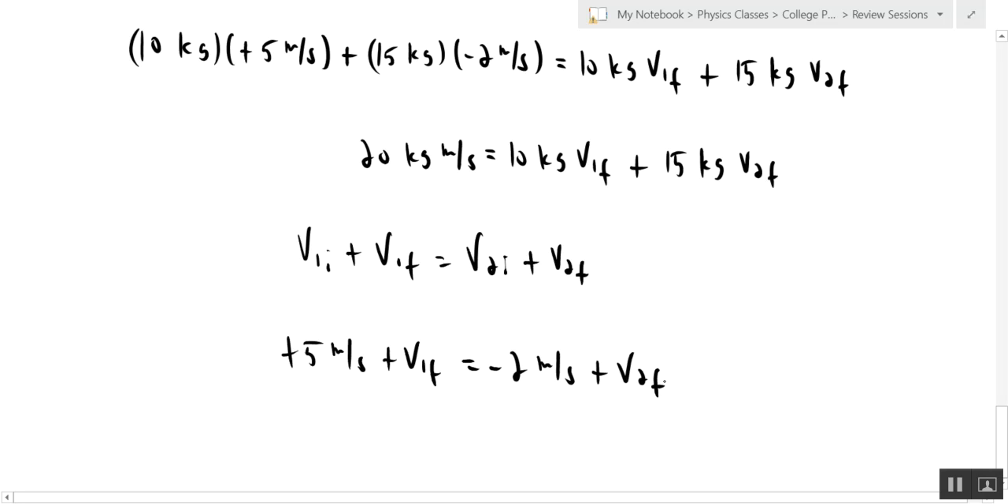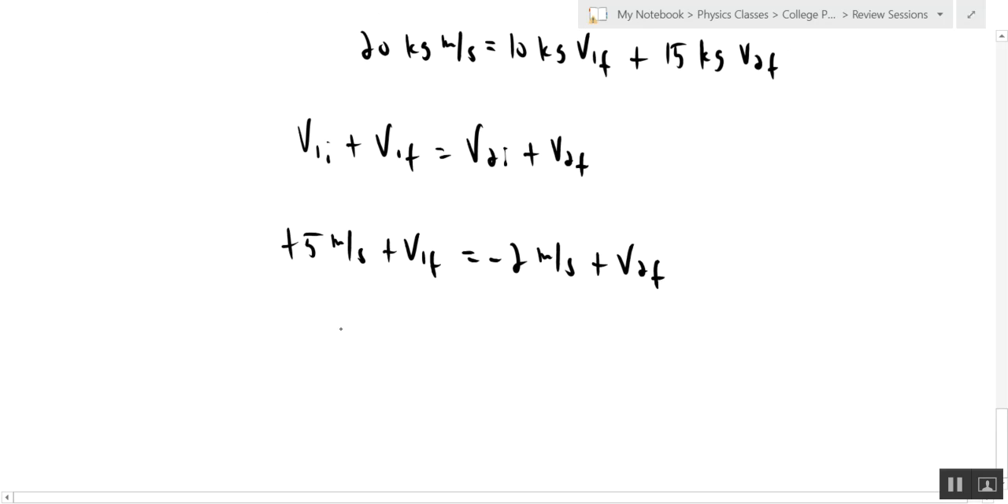So this is the second equation. This equation is one equation, momentum is the other one. So you have to solve for V2F, which means you want the momentum equation to only have V2F in it. So you want to get rid of V1F. You don't want V1F to be in that equation, just V2F. So what we can do is solve this equation for V1F.